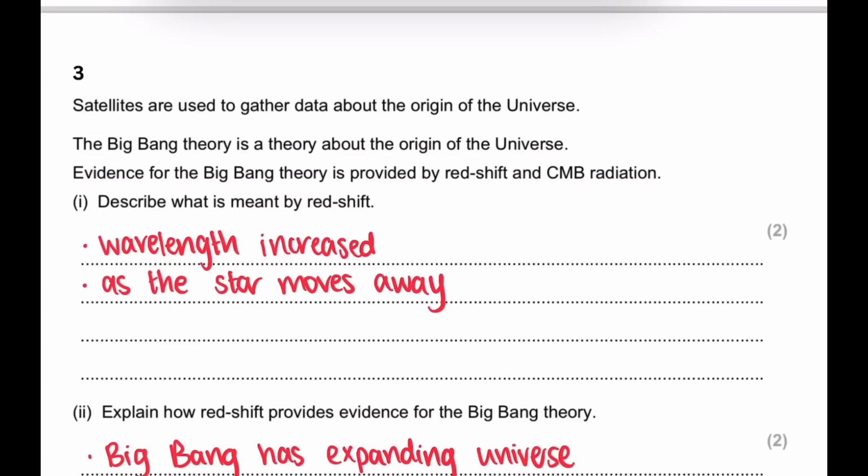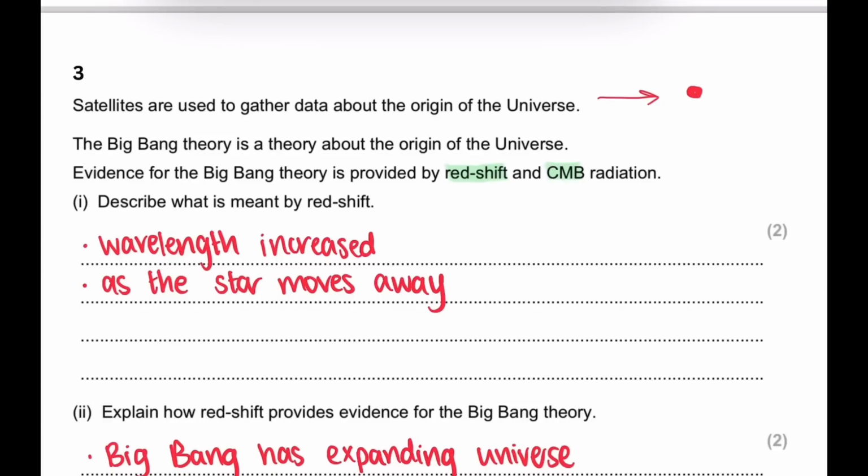Number 3, satellites are used to gather data about the origin of the universe, which is basically that everything started from a dense, hot, and small point. The Big Bang Theory is a theory about the origin of the universe. Evidence for the Big Bang Theory is provided by redshift and the cosmic microwave background radiation.